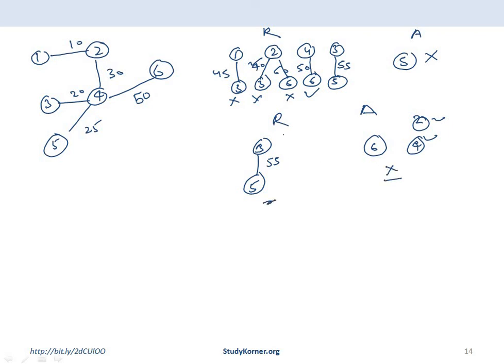So I pick from the remaining set, 3 to 5, but I cannot pick 3 to 5 because it will form a cycle, so it is not selected. Now the remaining set and adjacent set are empty. When this is empty, now it is your final minimum cost spanning tree S. So how many vertices does this have? 6 vertices and 5 edges, that is n minus 1 edges.